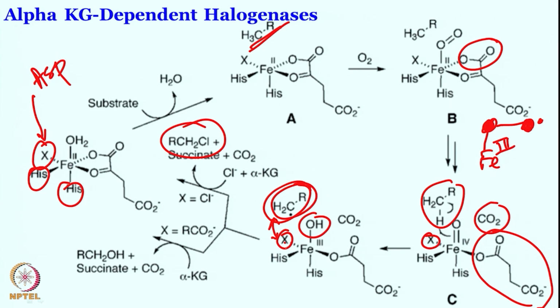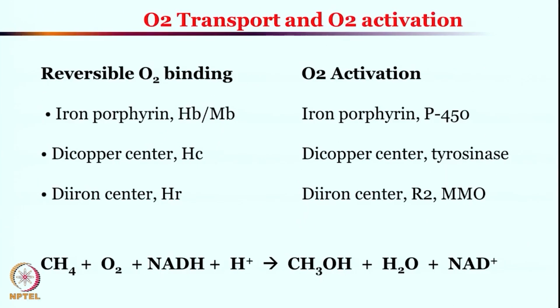So, these alpha ketoglutarate dependent enzymes are, I guess, quite exciting. Not only are they capable of doing the hydroxylation chemistry, they can also do the halogenation chemistry, right. We have seen that as well. So, what we have seen so far is that not only reversible dioxygen binding, but oxygen activation is also fascinating, and more fascinating I would say, and more challenging, with more opportunities and more substrate scope involved.